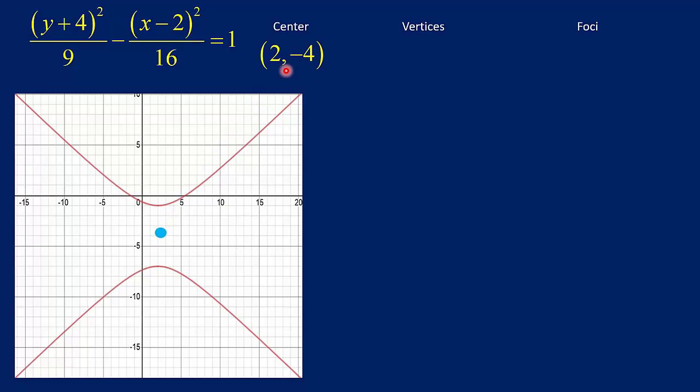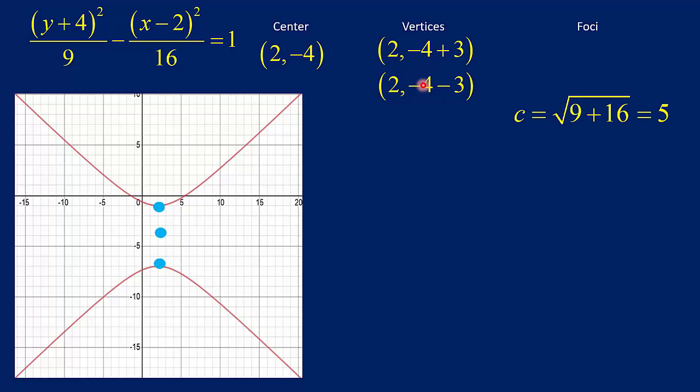Okay, there's the center. Now the vertices, we're going to add to the y this time. See, I'm adding to the y because we're having to go up, right? We're not going left and right. So I add 3, right? What's on the bottom of y? I add that to the y. And I subtract it. Now we also want the foci, and we have to find the c part. So I add the 9 and the 16, take the square root, and I get a 5. And now we have the foci.